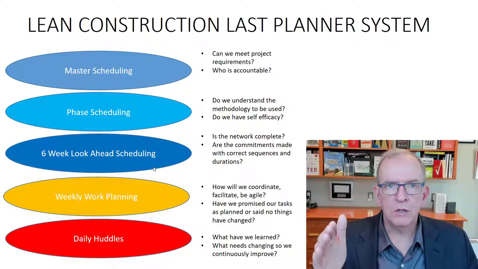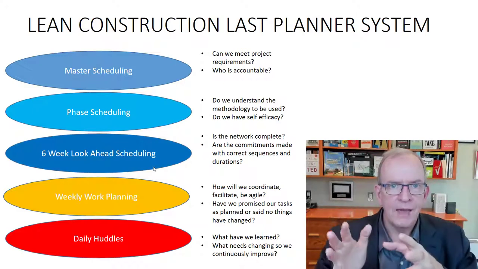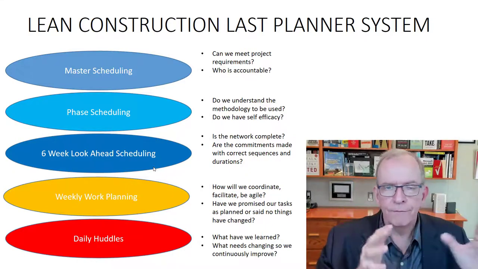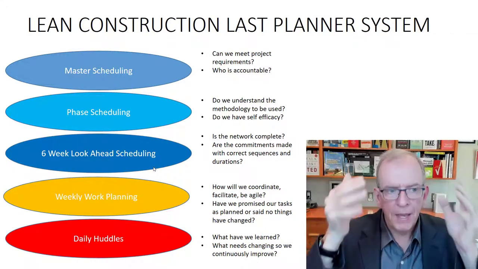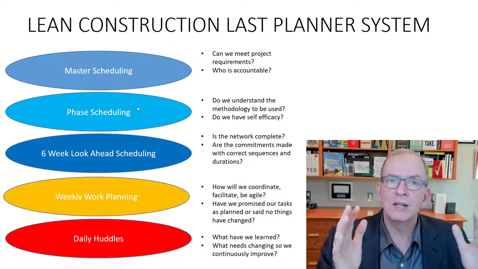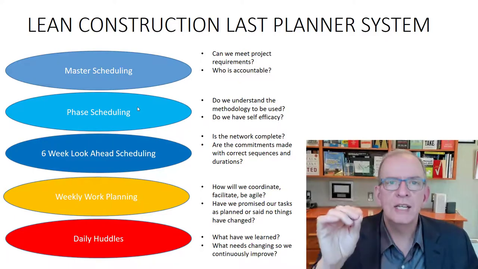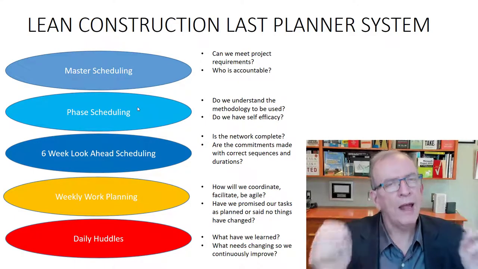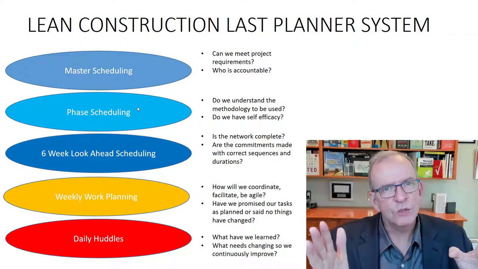Well, in Last Planner system, we're going to have a 6-week look ahead. And that 6-week look ahead is going to be, again, detailed out. And we're going to have the details for that first 6 weeks coming up based on the phase scheduling. So we would look at the first 6 weeks of that phase schedule, but we would have more detail. The phase schedule, again, it's 3 or 4 months out. We're not going to have as much detail as we'll have at 6 weeks out.